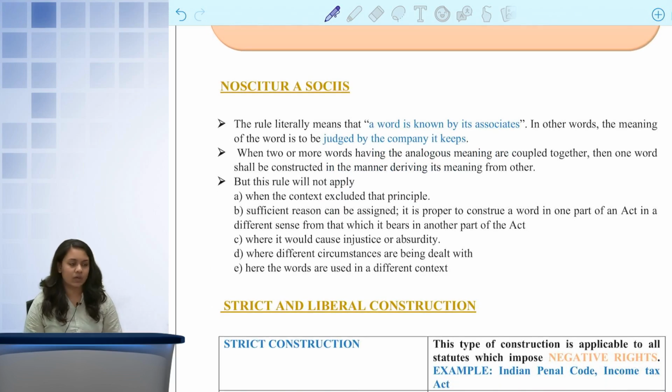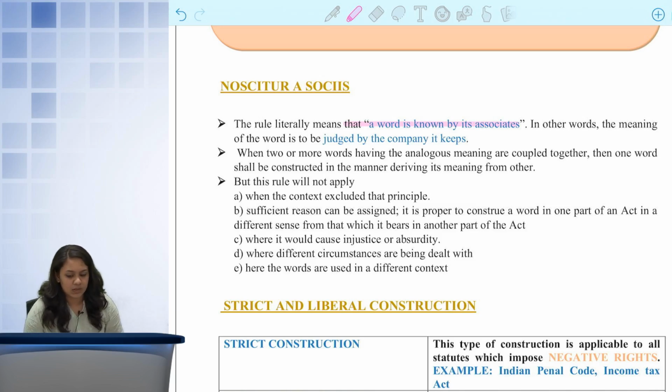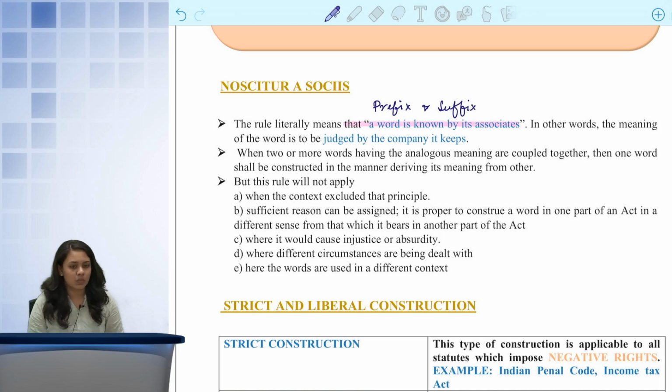Lastly, we have the principle of noscitur a sociis. Now, noscitur a sociis is a very interesting concept because it says a word is known by its associates. That means it is known by its prefix and suffix. Okay. So let me give you an example for this, the principle of noscitur a sociis.